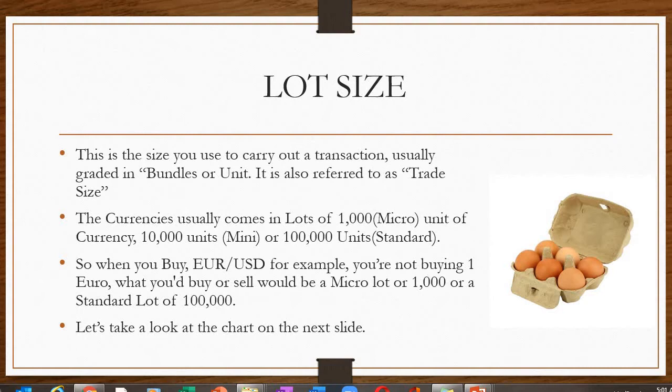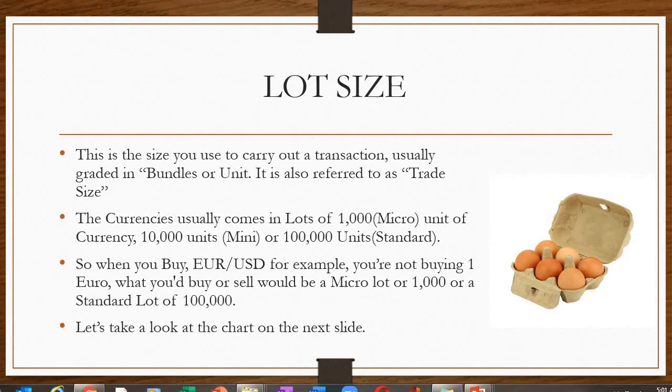The minimum of which is 1,000 units, seen as the micro. And we have the mini, that's 10,000 units, and the standard, that's 100,000 units. So you don't go saying you want to buy €1 USD. You often buy them in lots.